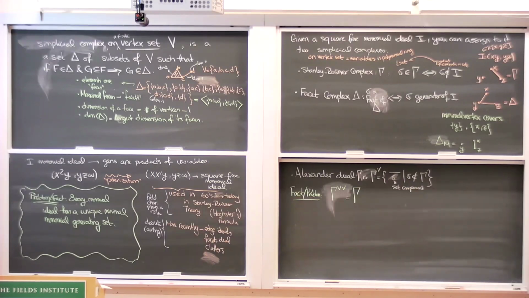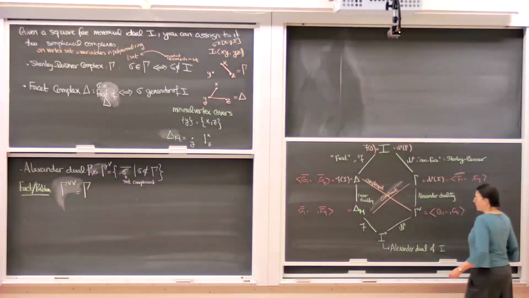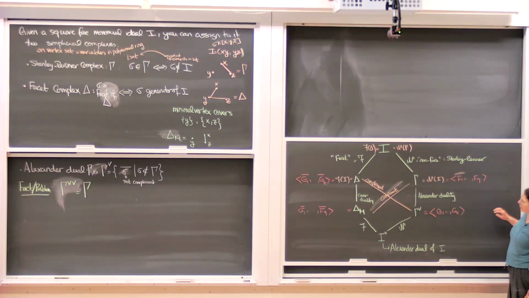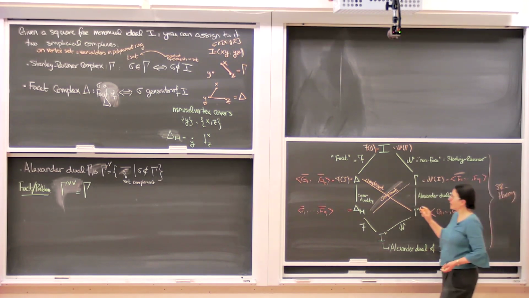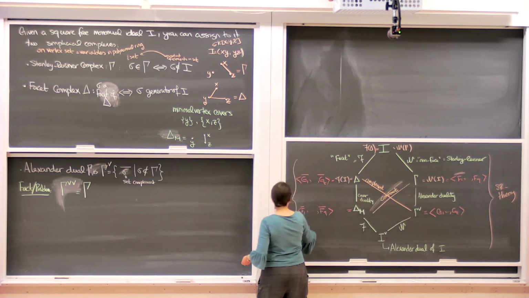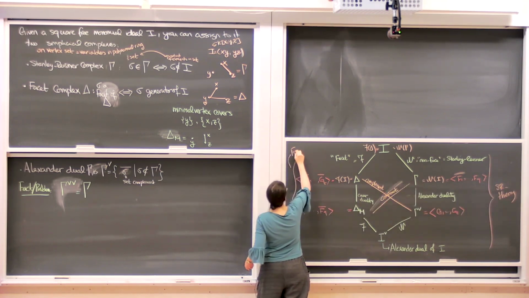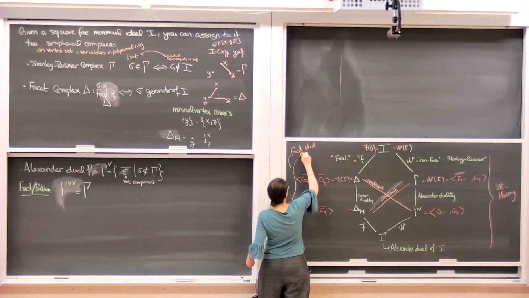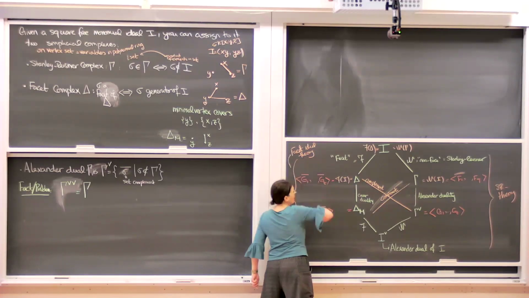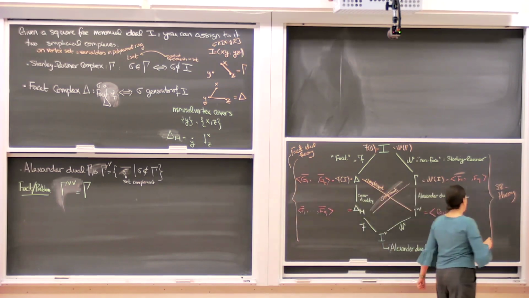Okay, so this is basically the correspondence. This side is Stanley-Reisner theory. This side is facet ideal theory, and edge ideal theory and clutter theory. This side has homology.